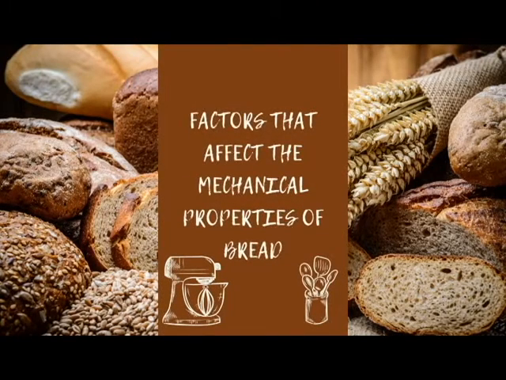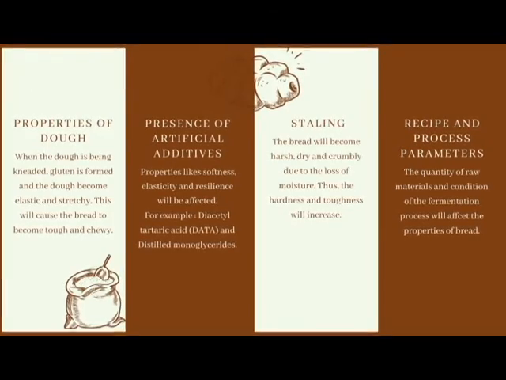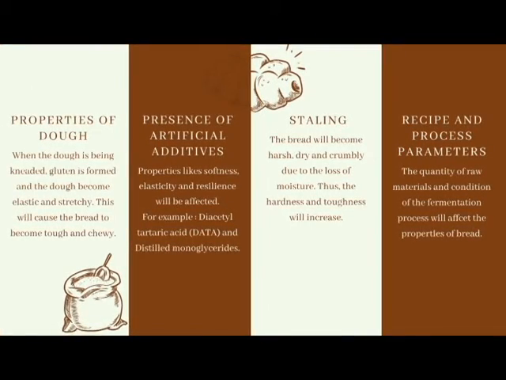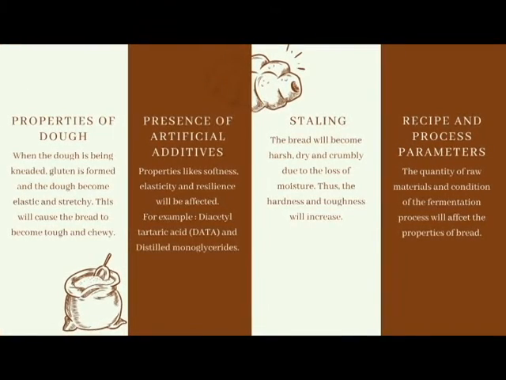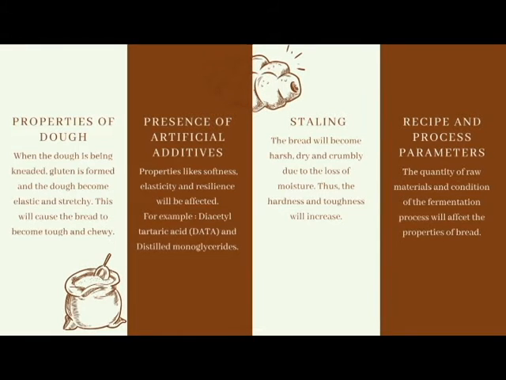Now, let us discuss the factors that affect the mechanical properties of bread. First, the properties of dough. When the dough is kneaded, gluten is formed and the dough becomes elastic and stretchy. This will cause the bread to become tough and chewy.